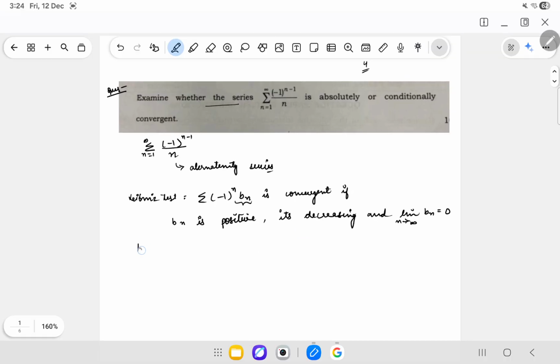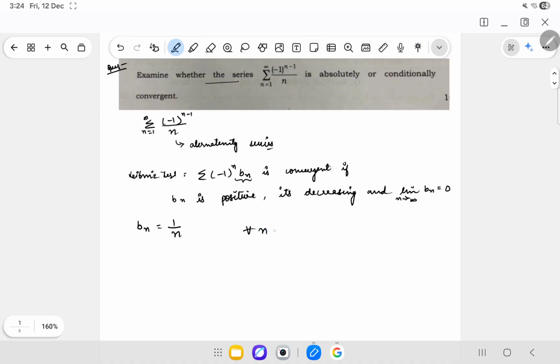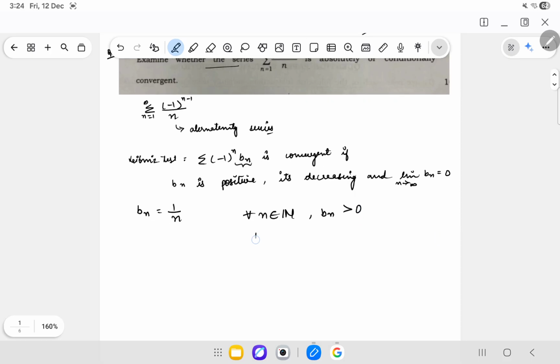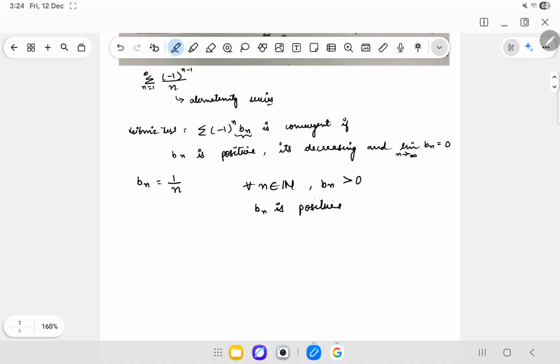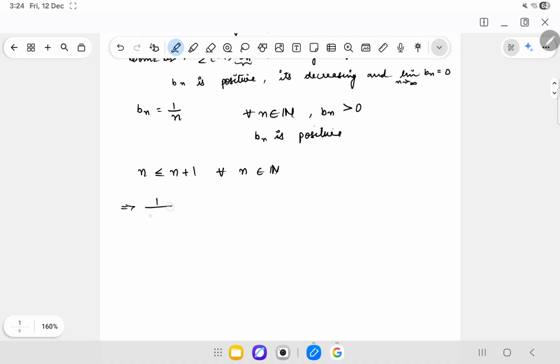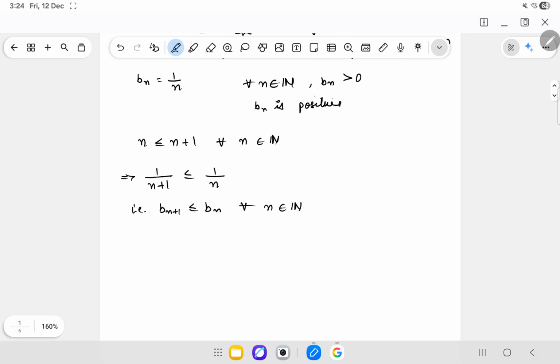So if we compare, bn will be equal to 1 by n, and you can see that for all n belonging to natural numbers, bn is greater than 0. So from here we can say that our bn is positive. Also, we know that n is always less than or equal to n plus 1 for all n belonging to natural numbers. So from here we can say that 1 by n plus 1 will be less than or equal to 1 by n. That is, bn plus 1 is less than or equal to bn for all n belonging to natural numbers. So from here we can say that bn is decreasing.